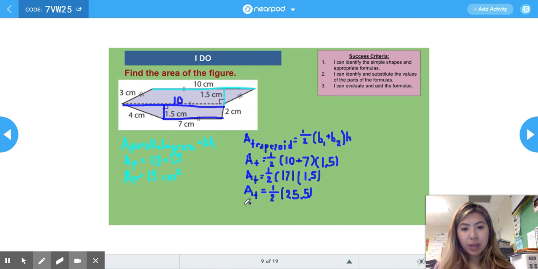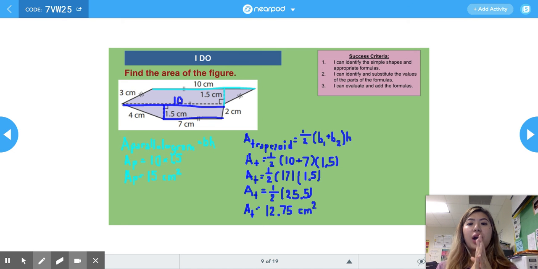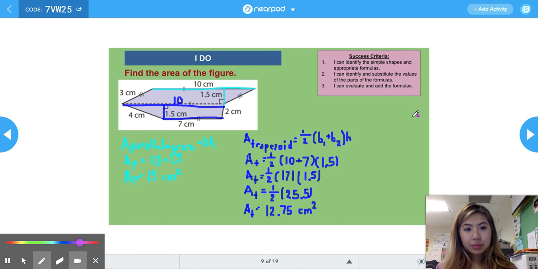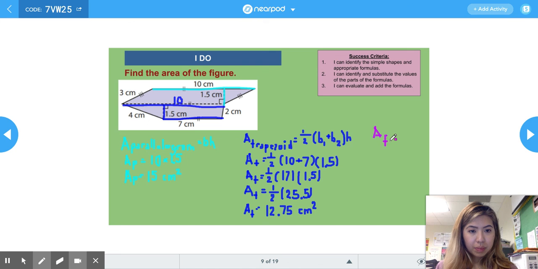Lastly, I'm going to divide 25.5 divided by 2. And that gives me 12.75. Again, my unit of measurement is centimeters squared. And so to find the area of the composite figure, I'm going to have to add together the 15 and the 12.75. And that gives me 27.75. And then I can't forget my unit of measurement, which is centimeters squared.